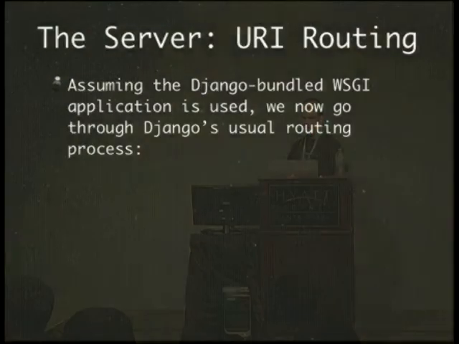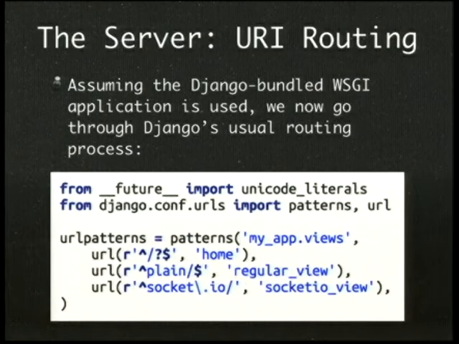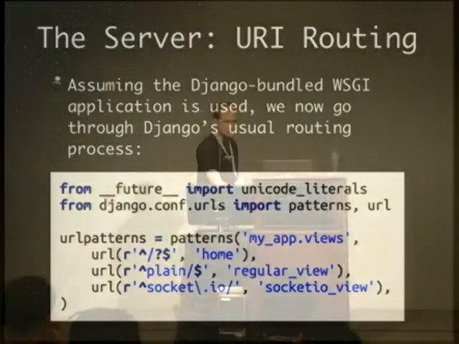That comes to the URI routing issue, where I keep saying the cake is a lie. Assuming that you're using the Django bundled WSGI application, we'll now go through the normal Django URL routing. Most of you, hopefully all of you, have seen this before. From django.conf.urls import patterns, url. You have your pattern. There's your home view. There's something regular. And then socket.io has to go to our special SocketIO view.